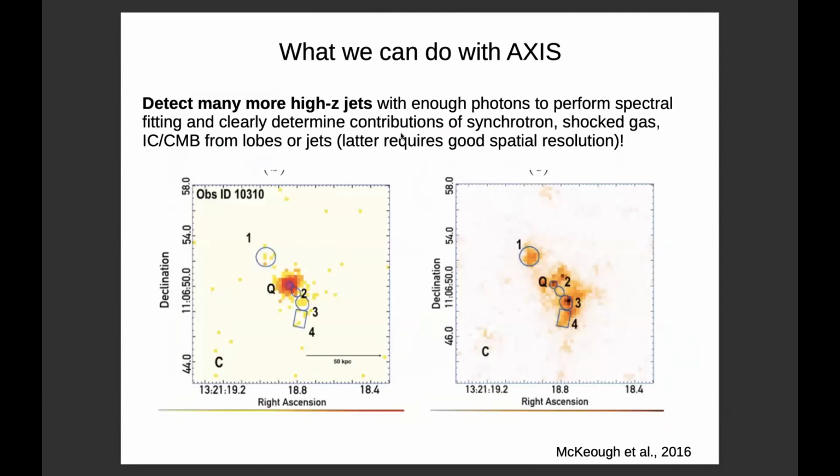One thing we can do with AXIS, besides just enjoying much better sensitivity, is that we will be able to use some of the recent enhancements in deconvolution. This is an example of a study from McKeough et al. 2016. They used a code called Lyra.